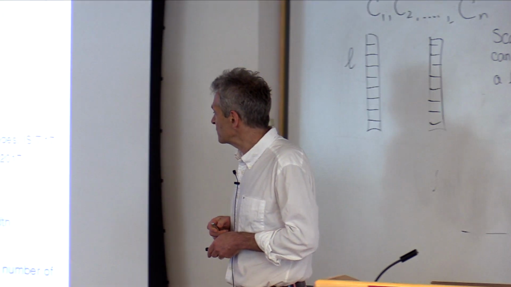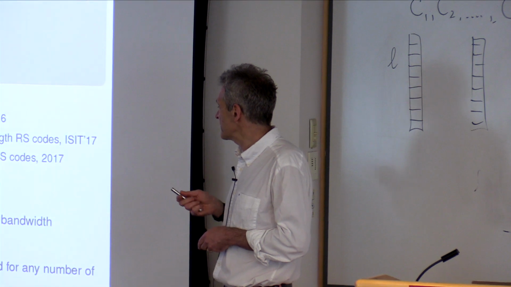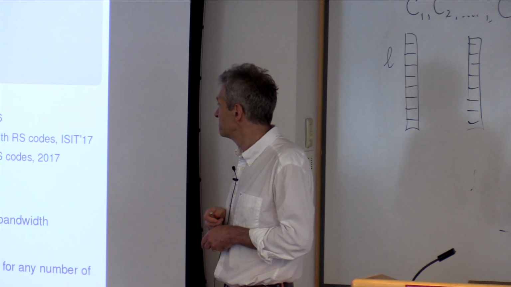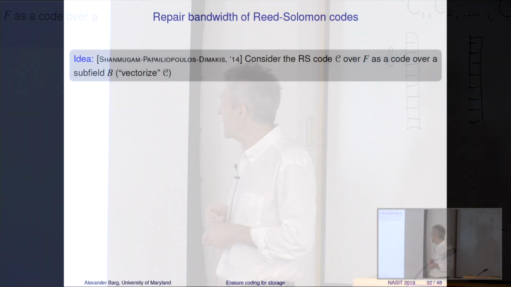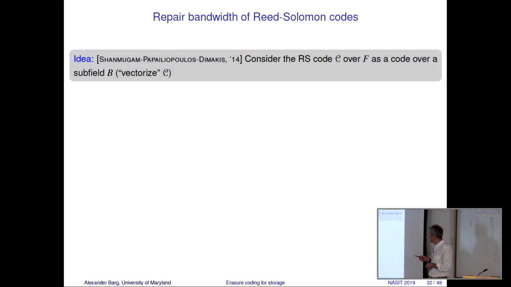All right? Universality is also there. So the idea was introduced in the paper of Shanmugam, Dimitris Papailiopoulos, and Alex Dimakis, 2014. And we vectorized that code.